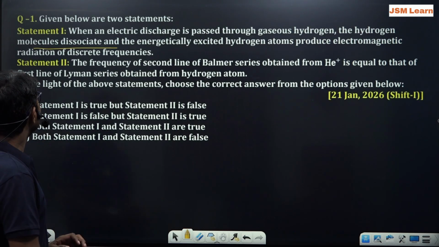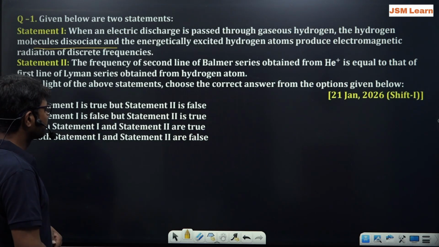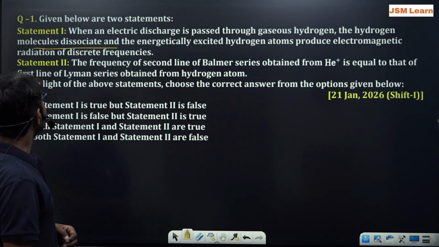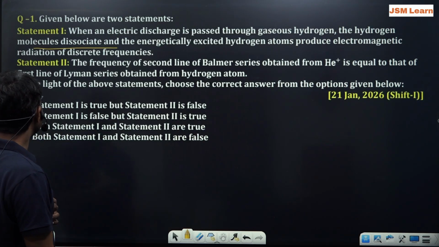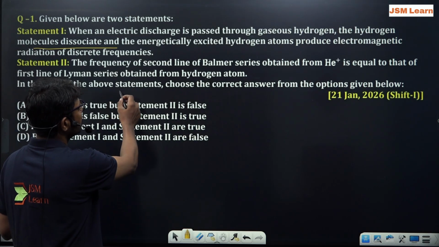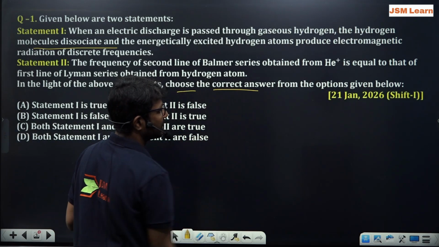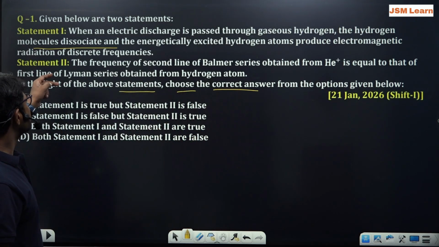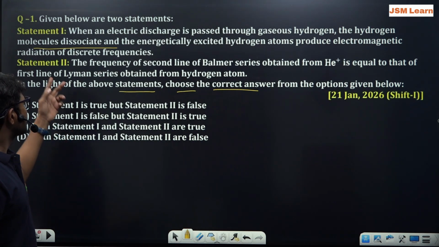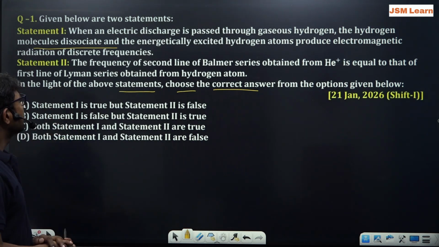So in this one, they are giving a statement type question. Two statements are provided and they are asking us to choose the correct answer. From these statements, you have to identify which of these are true or false. So now let us see the first statement.